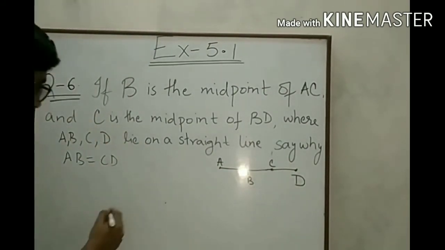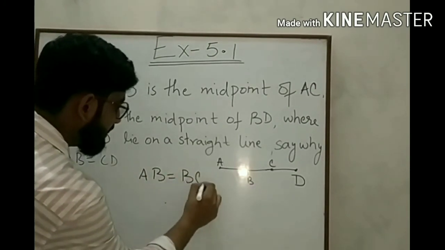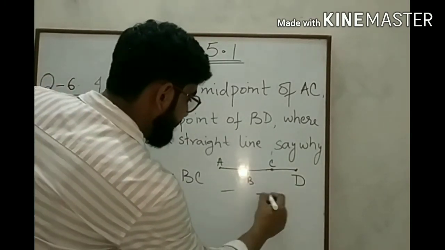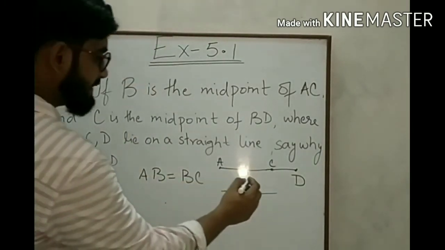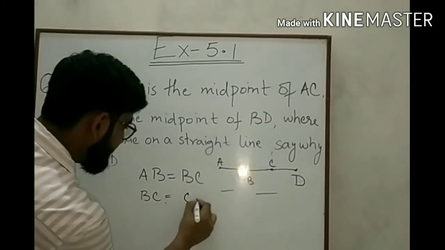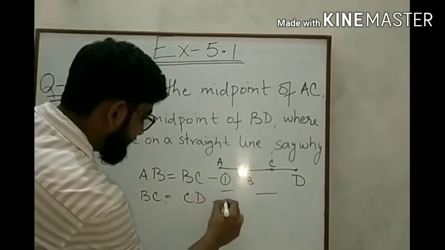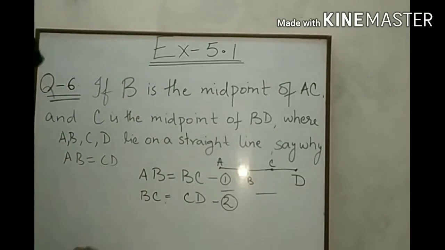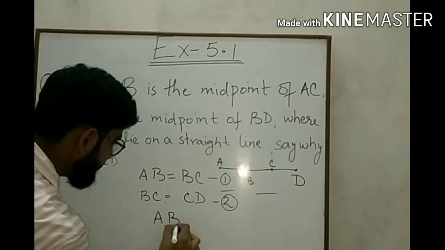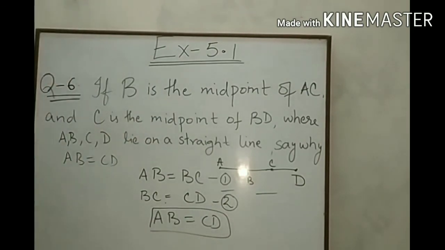So we can say that AB is equal to BC. Why? Because B is the midpoint of AC, so AB and BC are equal. Similarly, we can say that BC is equal to CD. Why? Because C is the midpoint of BD. We can consider the first as first and this one as second. So from first and second, we can say that AB is equal to CD. Understood? So in this way, we have to do this question.